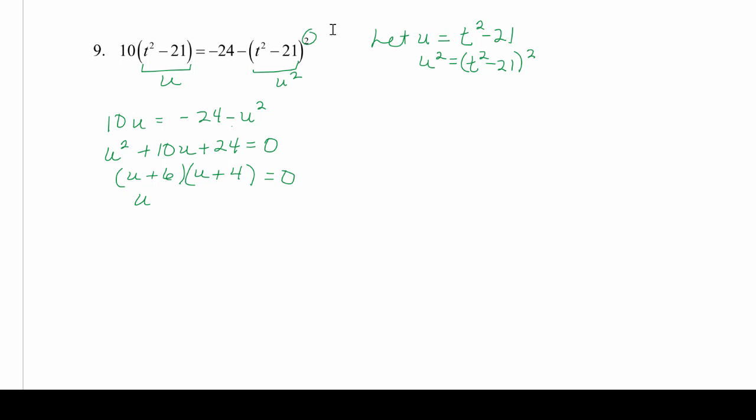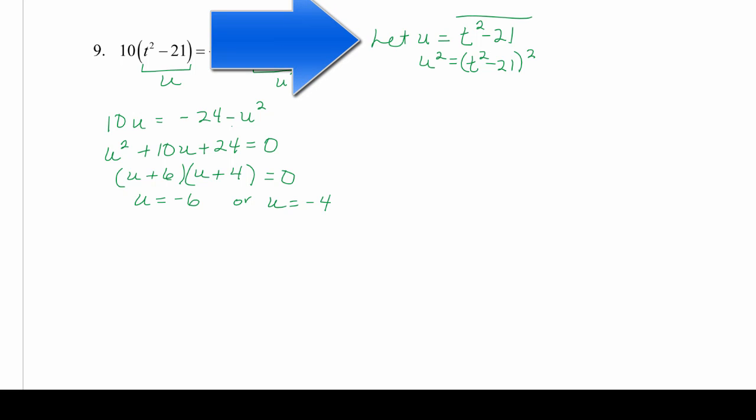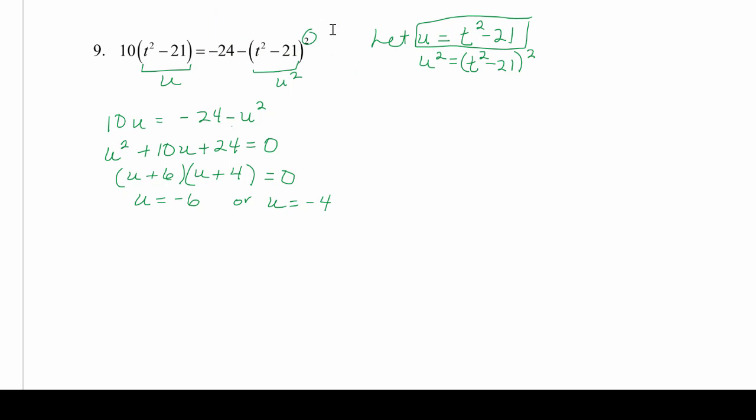And so using the zero factor property, we know that u would equal negative 6 or u would equal negative 4. And we're going to go back up and remind ourselves of what u represented. u was this binomial t squared minus 21. So we are not done yet. We have to go back here and substitute the t squared minus 21 in for the u so that we can solve for t, because the original problem was in t. So our final answer needs to be in t, right? Solving for t, we're going to add 21 here, and we get t squared equals 15.